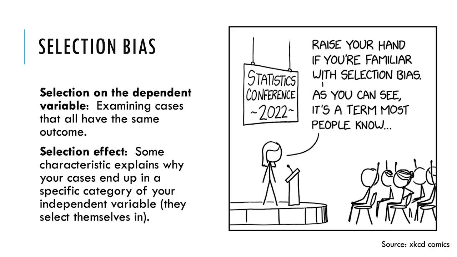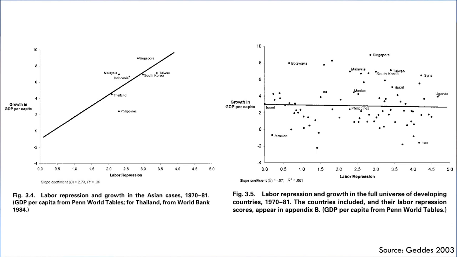The second problem is selecting on the independent variable, which we usually just call a selection effect. This is very easy to get wrong and can show you causal relationships that don't exist at all. For example, let's say you want to study the impact of labor law on economic growth. If you study the effect of repressing labor looking only at cases from Southeast Asia, you're going to see a relationship that looks like the graph on the left.